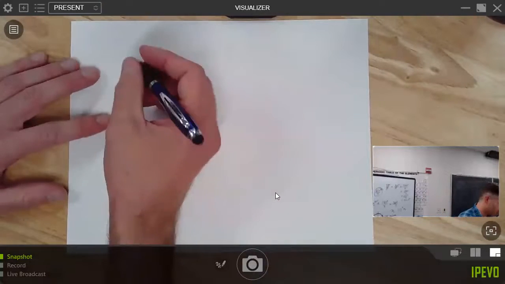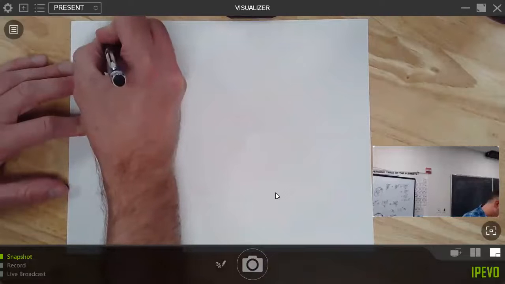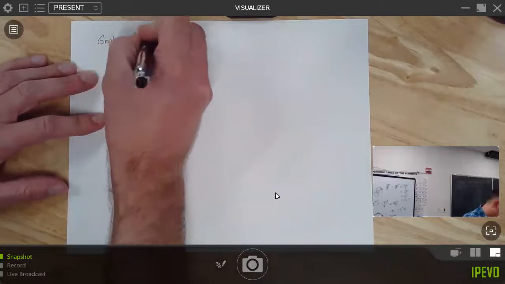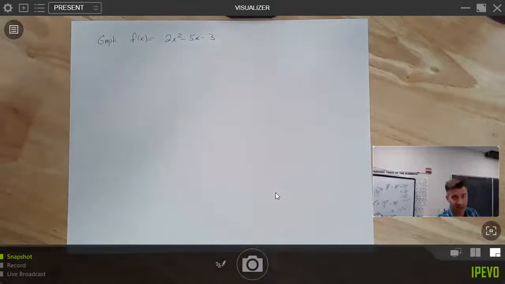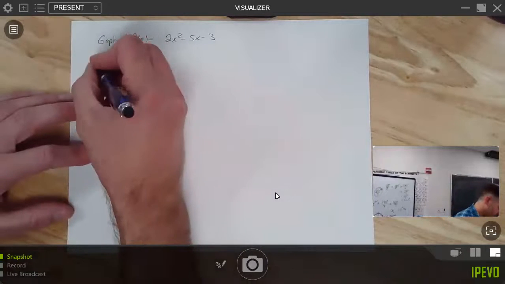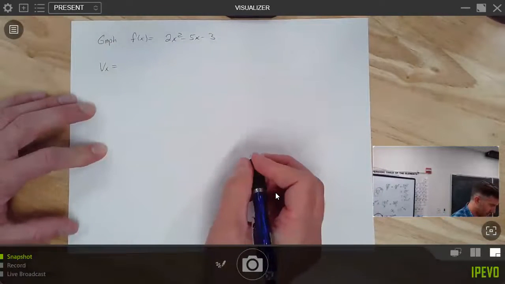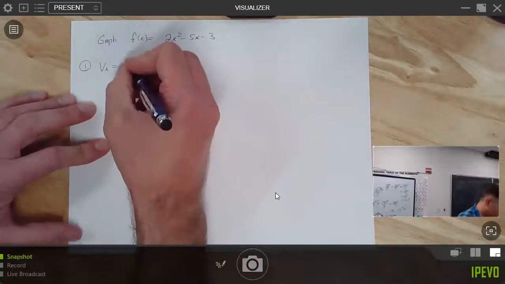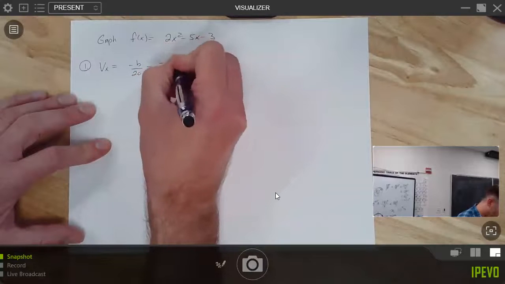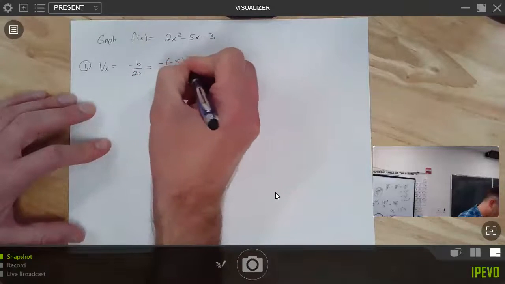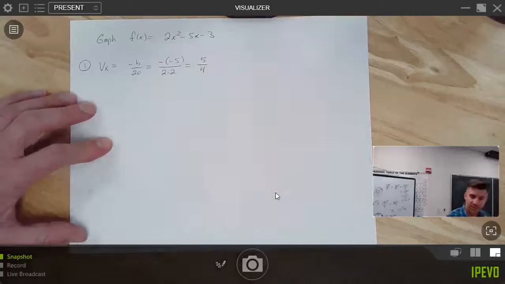Then we just look at some less fun examples, some numerically more challenging numbers, examples like the following. Let's graph f of x equal to 2x squared minus 5x minus 3. Same idea. We're still going to find the same 3 things. X coordinate of the vertex. So it's going to be negative b over 2a, which is negative 5 over 2 times 2, which is 5/4.